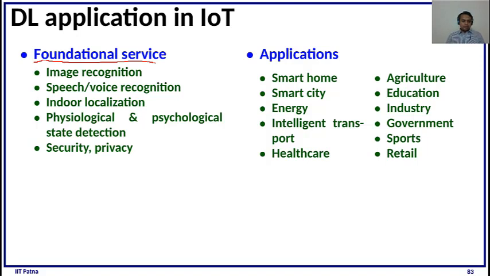And so if we have a good command over these aspects, then probably we can develop many interesting applications around it. So here I have listed out some of the basic applications that probably we are aware of. There can be plenty of other applications which I have not mentioned here, like smart home, smart city, energy management, intelligent transport, healthcare, agriculture, education, industry, government, sports, retail, and there can be many more. So this list is very huge. So I'm not mentioning the other stuff.